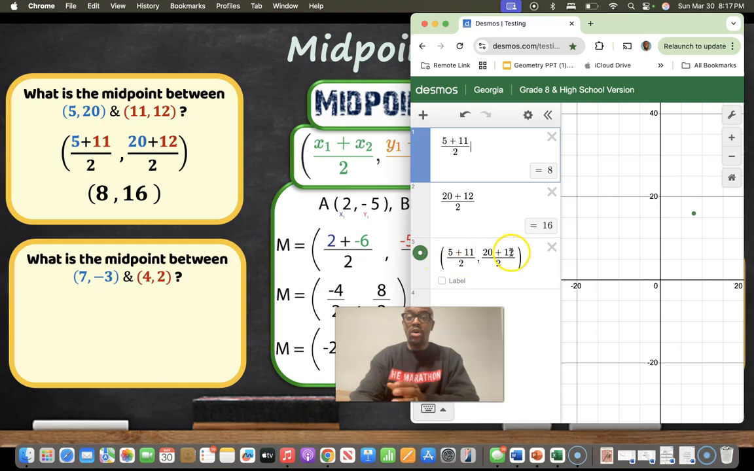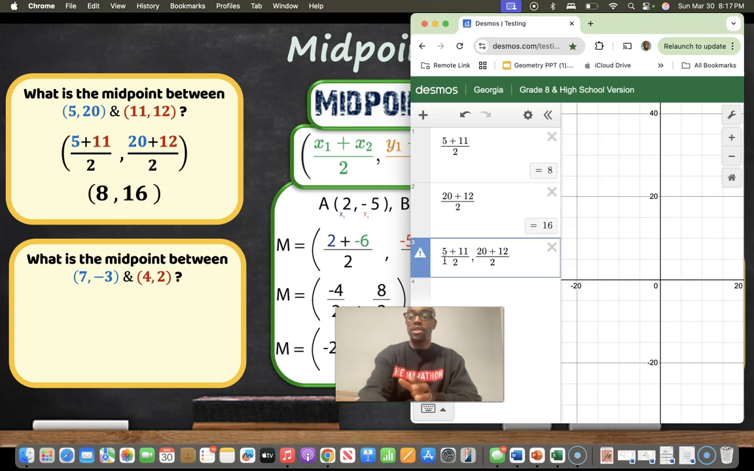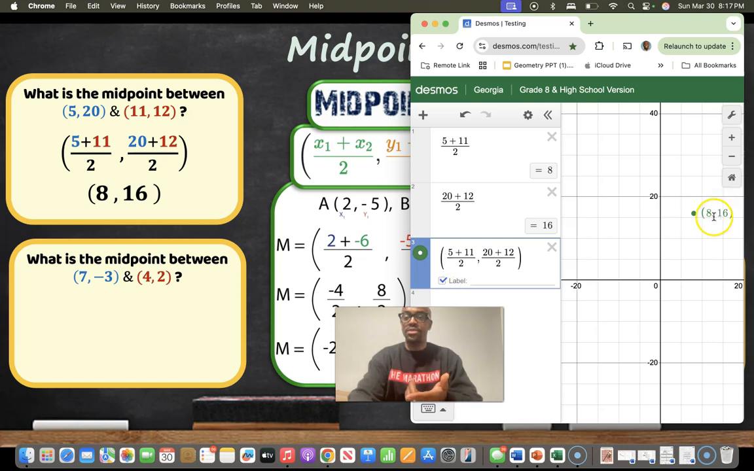Or you could type it all in, like you see here, and then just find the coordinate point on the grid. But if you do it this way, where it does it all in one step for you, you have to put the parentheses. Like the coordinate point like this. Then you click label and it's going to tell you what the answer is. 8 comma 16, as you can see here.